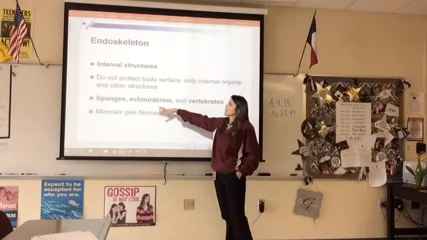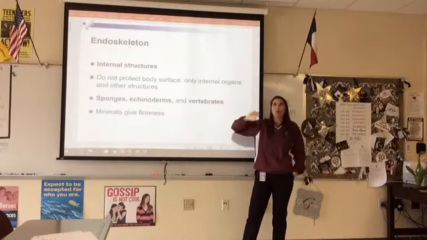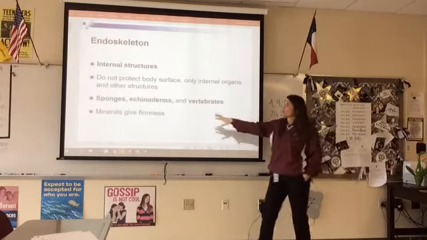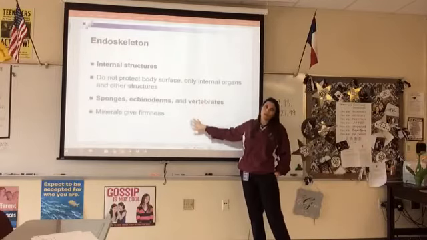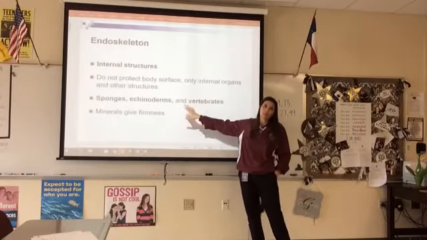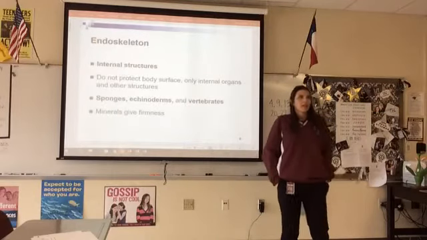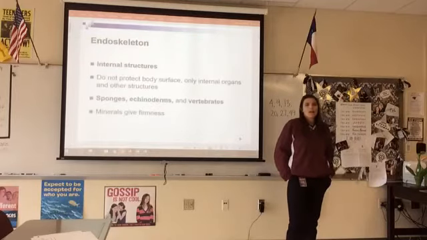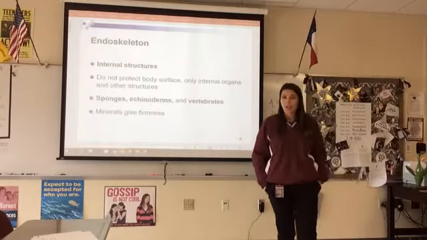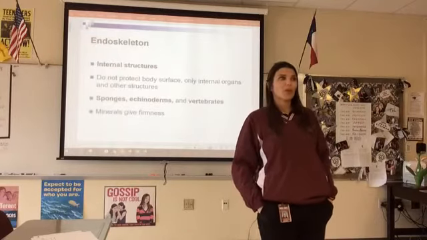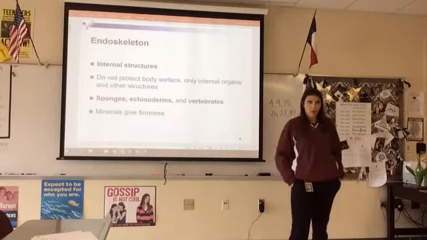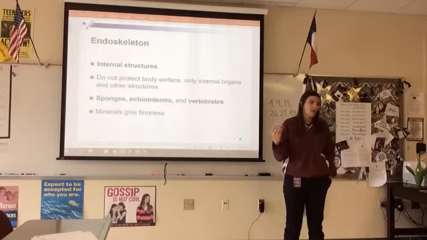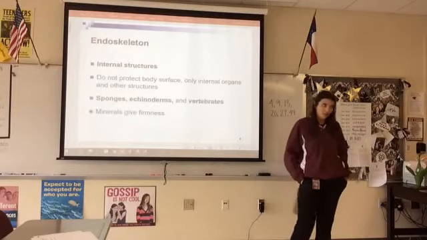We find endoskeletons in sponges, which are our most simple animal, the very first animal, sponges, echinoderms, and vertebrates. And most of you are familiar with vertebrates, but what is an echinoderm? Echinoderms are like your sea stars, your sea urchins, your sea cucumbers. So echinoderms are your starfish. They appear to have this exoskeleton, but in actuality, it is an endoskeleton.